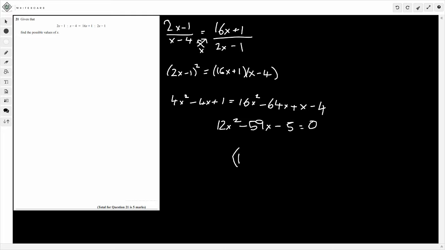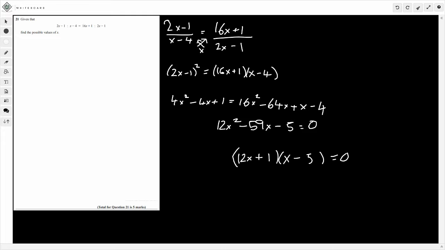So it's going to be 12x in one bracket, and an x in the other. The numbers that go in here, you need to think about what we're doing. Like I was just saying, 12 times 5 will give me 60. So if I put this as minus 5 and this as plus 1, will this work? That gives me minus 60 plus 1, which is minus 59. Perfect. 1 times minus 5 is minus 5. Perfect. So we've got the factorisation correct.